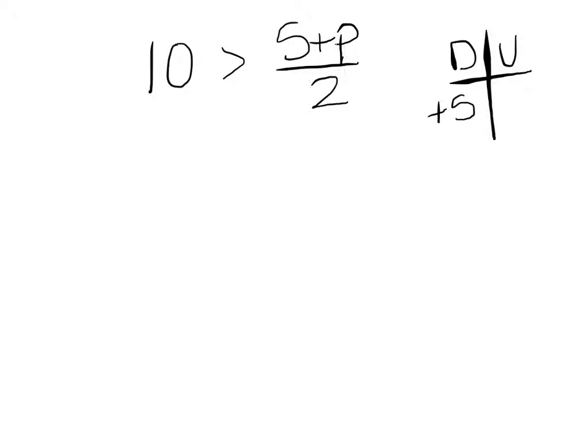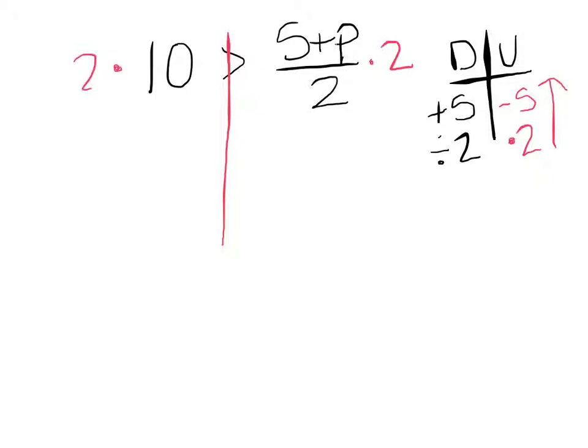Then what was the last thing we did? We divided by 2. So when I make my undo chart, I'm going to use a different color. I'm going to do the opposite. The opposite of dividing by 2 is multiplying by 2. The opposite of adding 5 is subtracting 5. We do it in that opposite order. So, drawing our line down the middle, I'm going to multiply by 2 and multiply by 2.